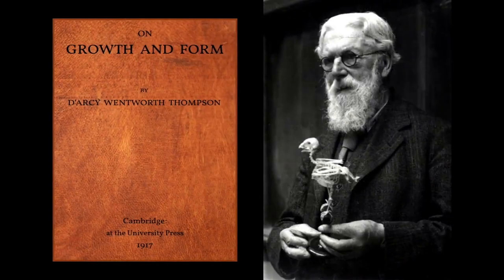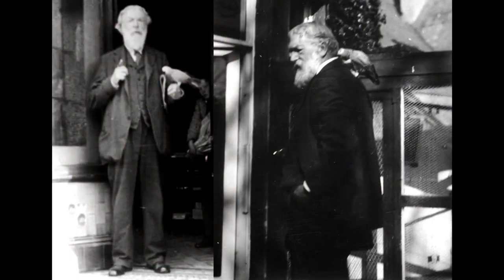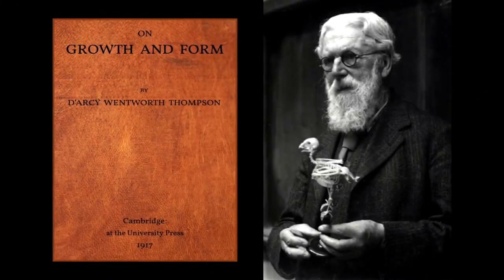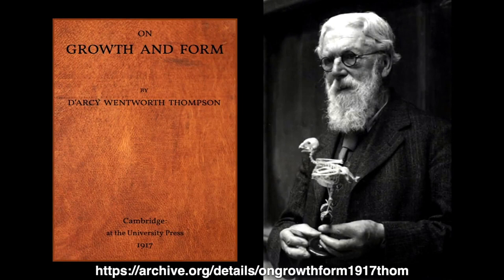Another great work on size and scale, called On Growth and Form, was written by Darcy Wentworth Thompson in 1917. It's much more detailed than Haldane's popular paper and runs over 1,100 pages. In spite of its length, it's stuffed with interesting size and scale comparisons. By the way, Thompson was often accompanied by his pet African gray parrot named Polly, who probably also appears in this photo too. You can get this book from the Internet Archive as well.